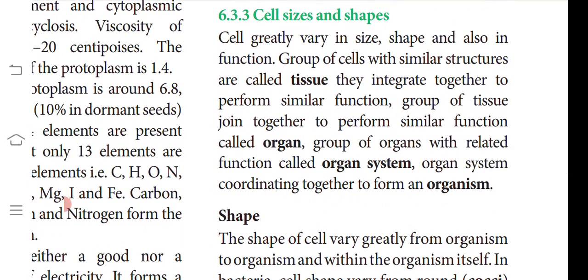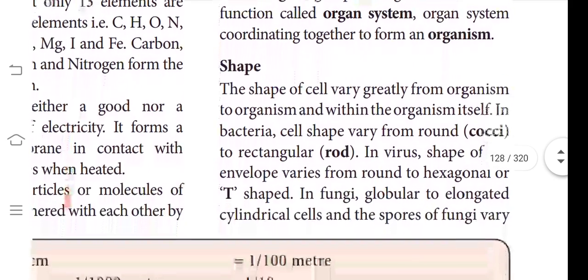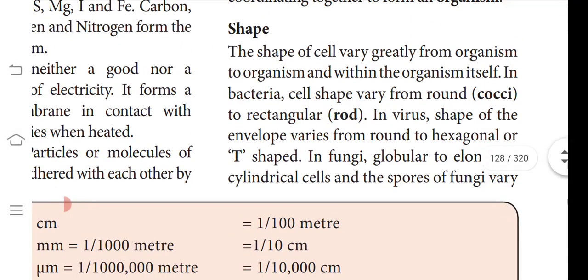Okay, next coming to the next topic, that is cell size and shape. Cells are found in different sizes and different shapes. A group of similar cells forms the tissues. Tissues performing a similar function form the organs. Organs performing the same function form an organ system. These organ systems together form the organism. The shape can vary from cocci, which is a rounded form, or rod-shaped, or it can be hexagonal or T-shaped.